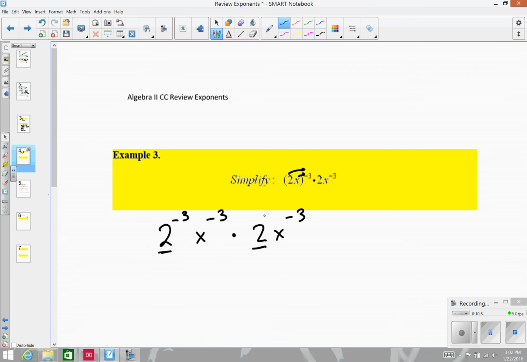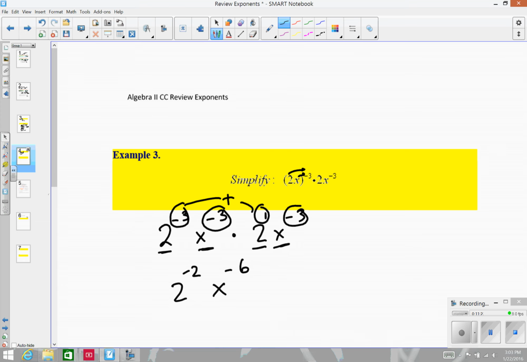Even though it's not written there, I understood to have an exponent of 1 here. So I'm going to rewrite this. Adding my two exponents, negative 3 plus 1 gives me negative 2 power. And then I have x's also, same base, so I'm going to add my exponents. This becomes x to the negative 6th power. Okay, we could leave our answer like that.